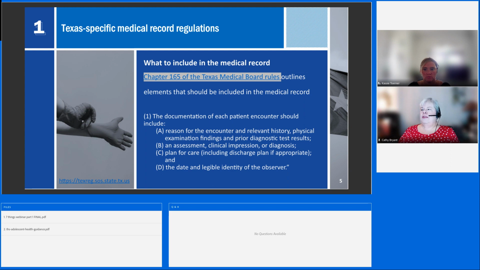So let's look at the very basics. Number 1, the documentation of each patient encounter should include the reason for the encounter, the relevant history, the physical examination findings and prior medical test results, an assessment, clinical impression, or diagnosis, a plan of care, and the date and legible identity of the observer. Now, we can thank EHR for that one. It's always going to record the date of the documentation and it's going to be legible.